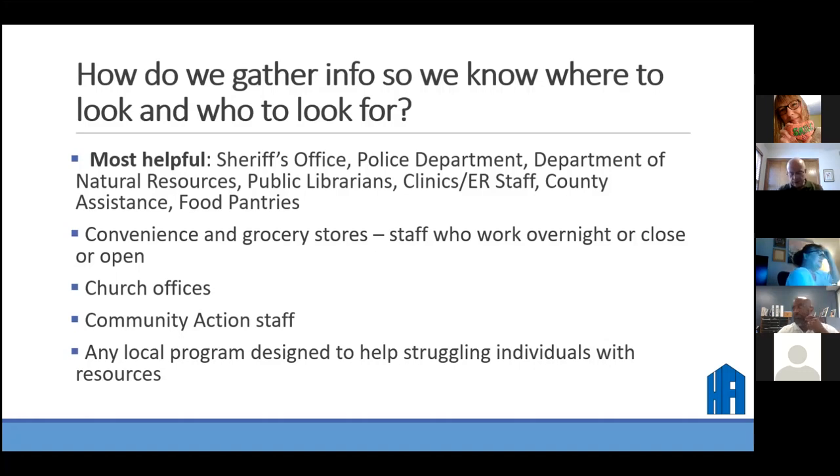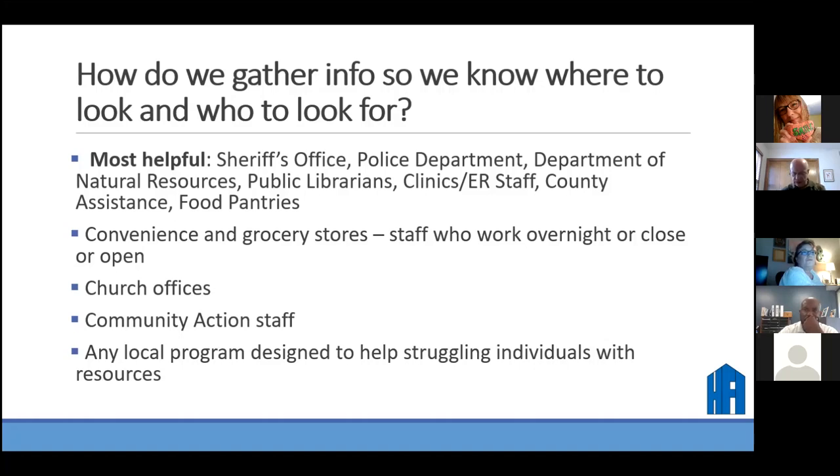A lot of communities, not all, but a lot of communities, the public library is a place where people will hang out during the day if they have no place else to go. Certainly clinics and ER staff, county assistance is going to know of people. Now they're not going to be able to disclose names, but they may be getting information about where people are staying. People are coming in for assistance. Food pantries, clothes closets. These are places where you're going to want to focus attention.